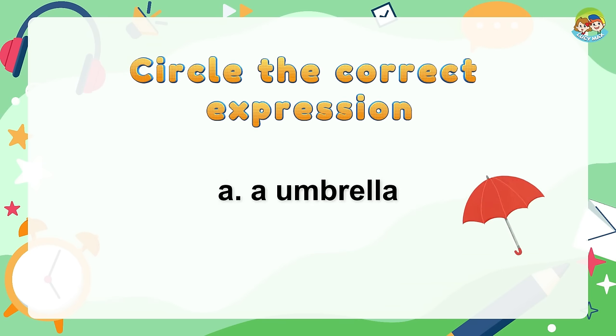A, a umbrella. B, an umbrella. Umbrella begins with a vowel. We use an with vowels, so we circle B, an umbrella.